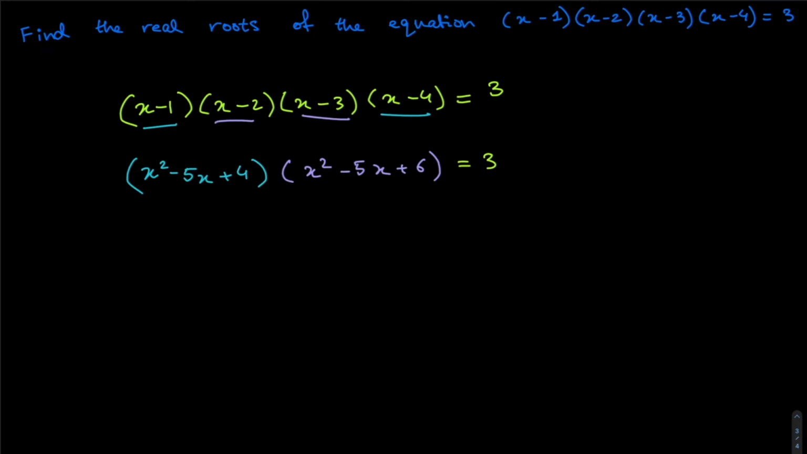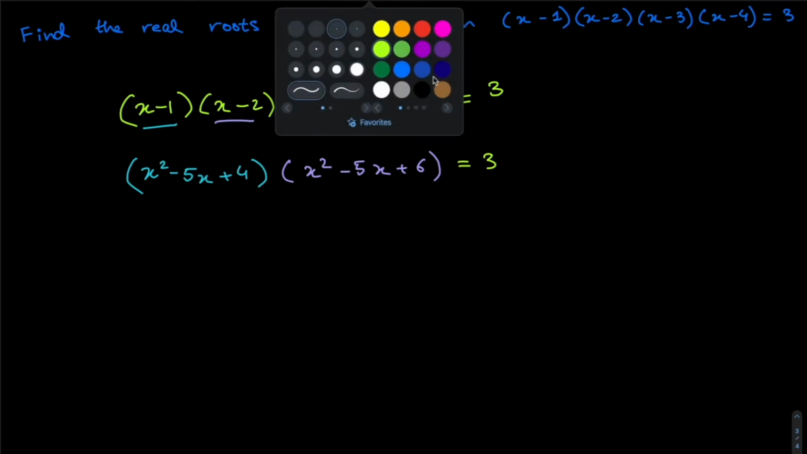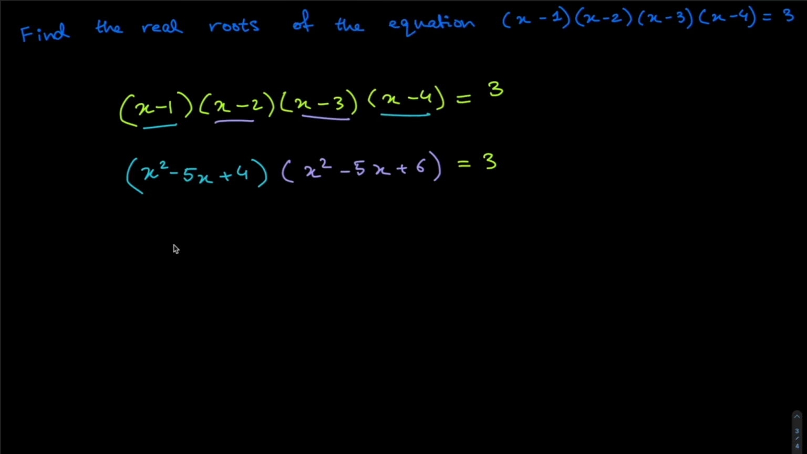Now I'm going to make a substitution here, a very careful substitution. I'm going to let t equal x squared minus 5x plus 4. What am I going to do with this, because I don't have x squared minus 5x plus 4? But if you look at this closely, it's actually x squared minus 5x plus 4 plus 2. That's all there is to it.